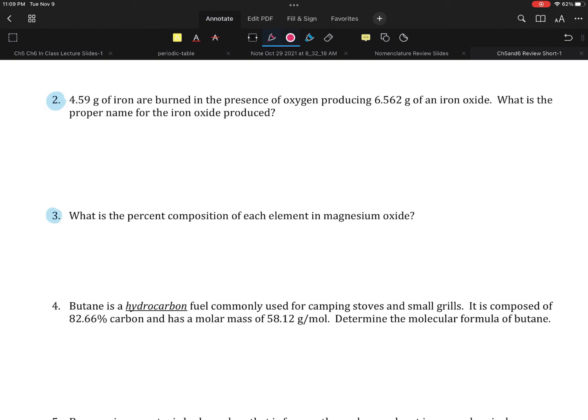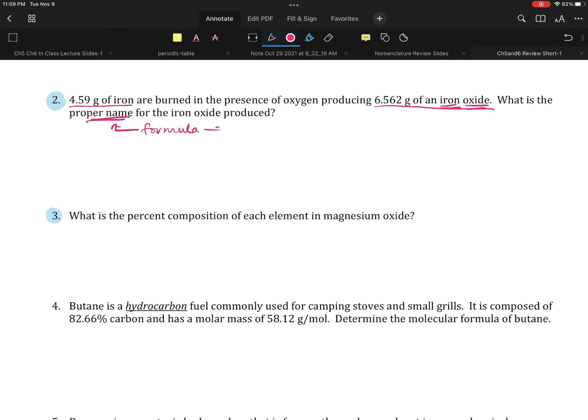And welcome to the other half of the Chapter 6 review, where we're going to work a few selected problems together. So, starting with number 2, we have 4.59 grams of iron that are burned and produce 6.562 grams of an iron oxide. Iron oxide means it contains iron and oxygen, and we would like to know the proper name. In other words, what is the charge of that iron?